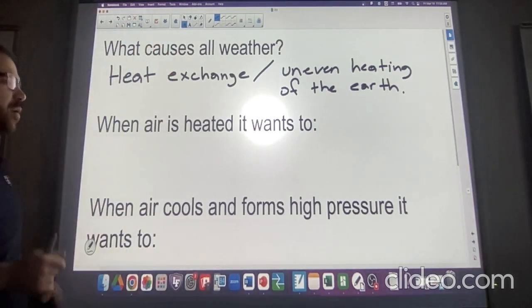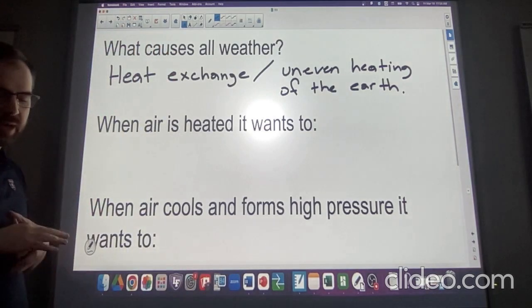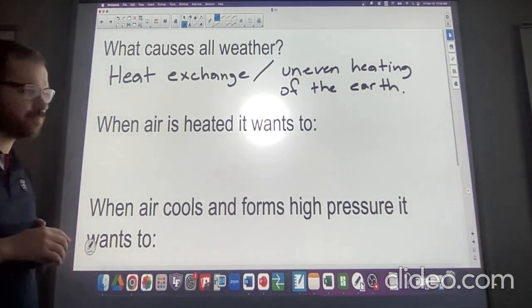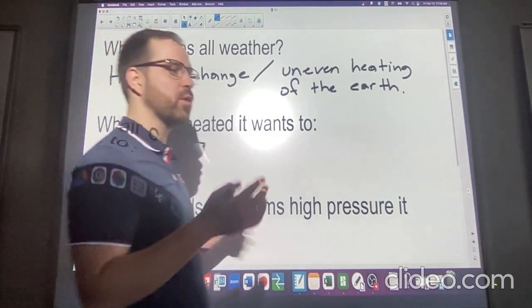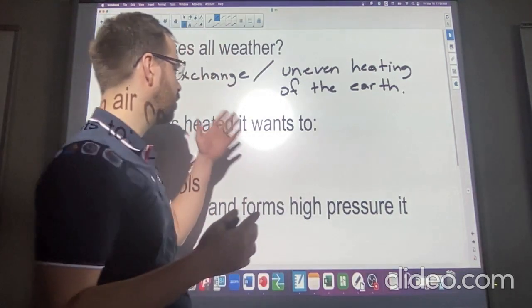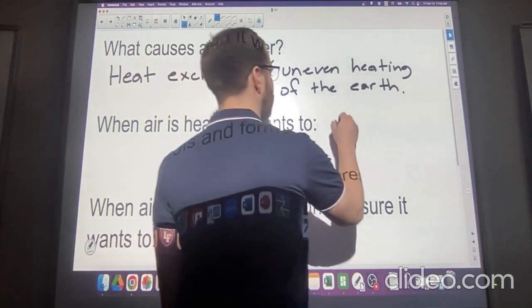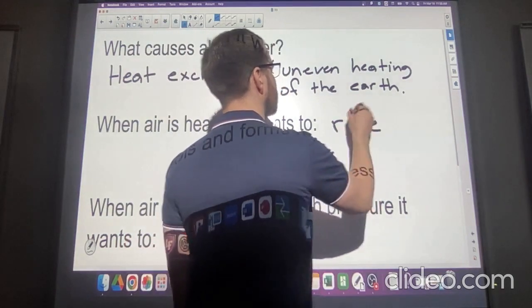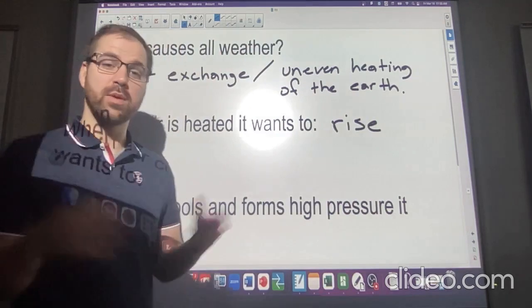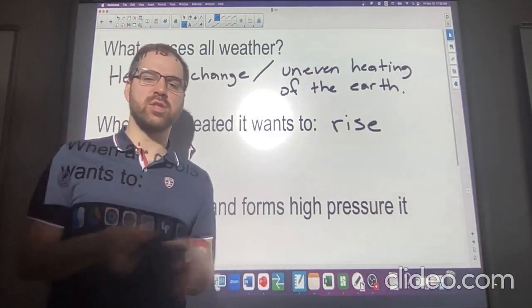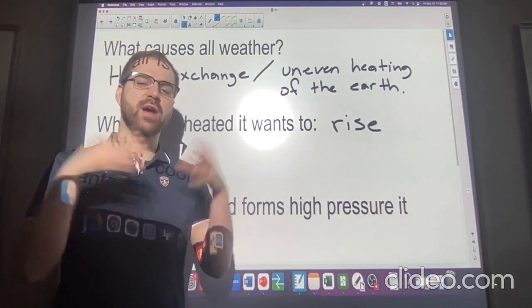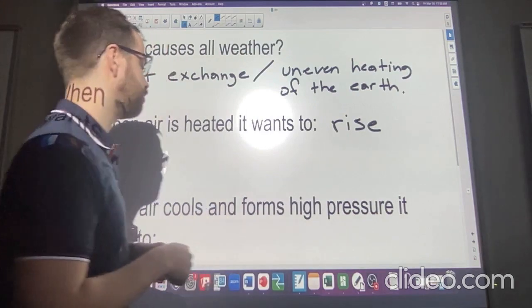Okay, when air is heated, it wants to move. Okay, and specifically, what we're worried about is when hot air wants to rise. Okay, so the sun will heat something up, and then it won't want to stay there because it no longer equals the pressure around it. So it's going to want to rise because it becomes lower pressure.